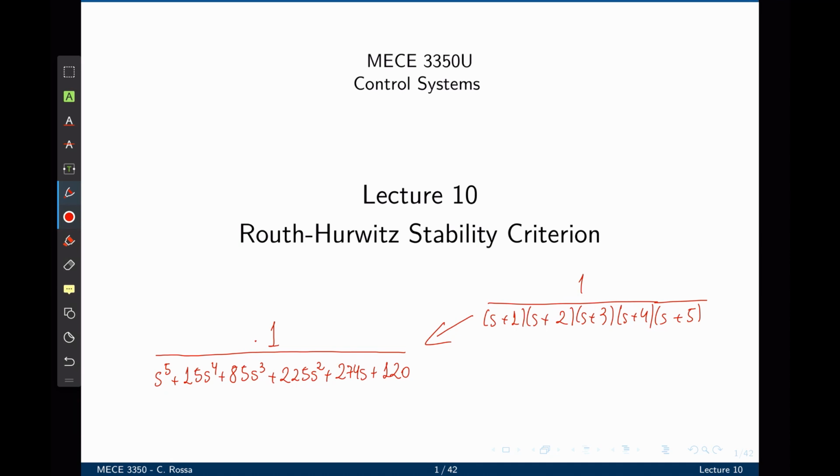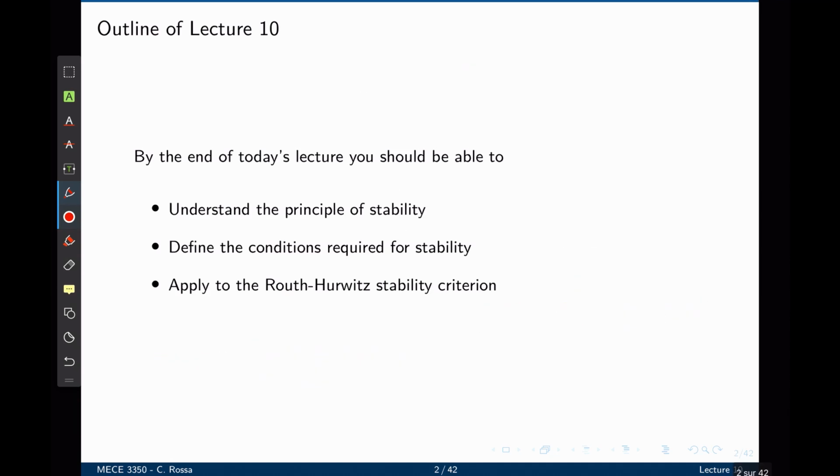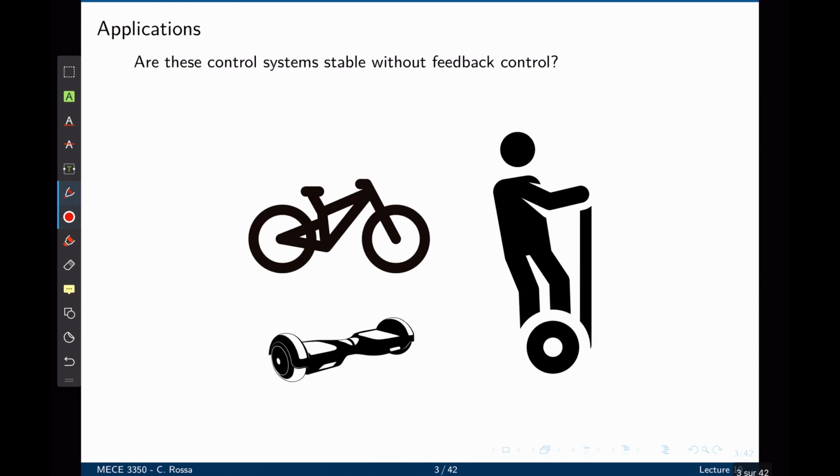This is the objective of the Routh Hurwitz stability criterion. It's a mathematical tool that will help assess the stability of a system without having to calculate all the poles of the transfer function. By the end of this lecture, you should be able to understand the principle of stability, define the conditions required for stability, as we saw in lecture 5, and apply the Routh Hurwitz stability criterion to a given system. Before we talk about stability, it is important to define what stability means.